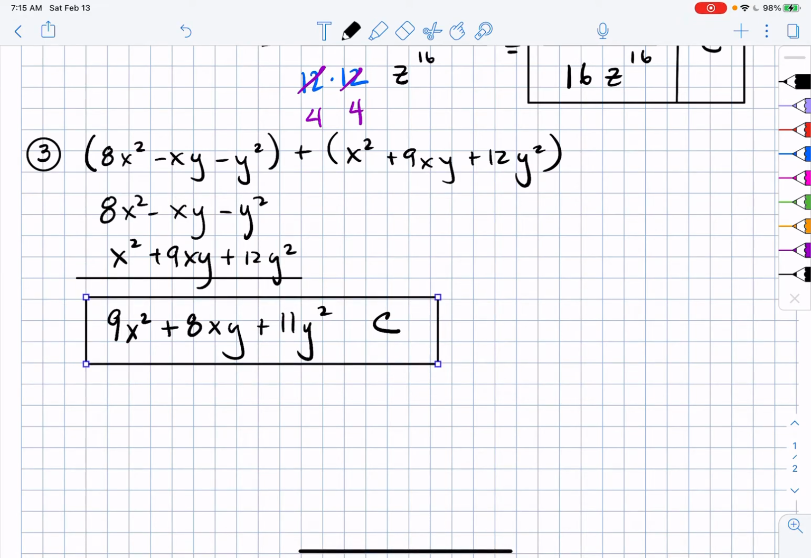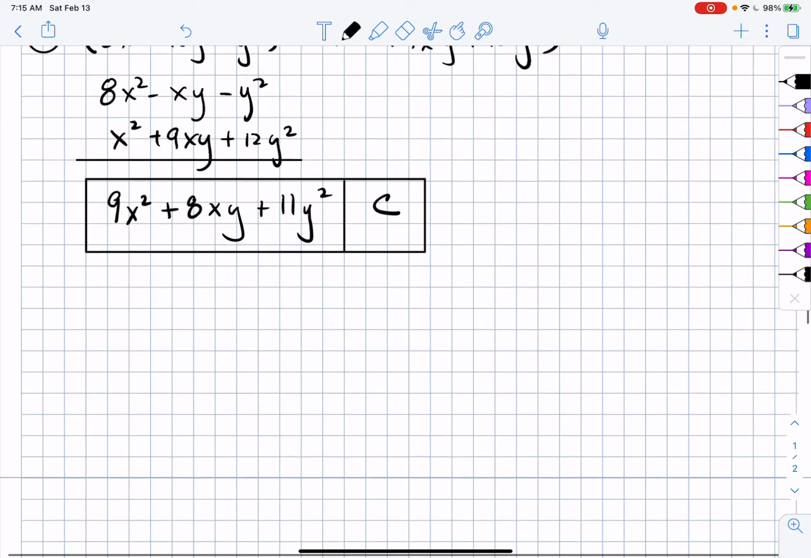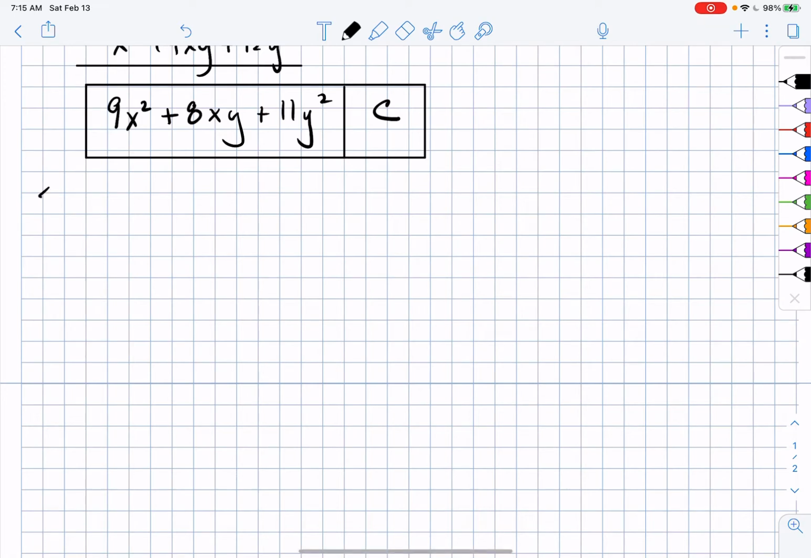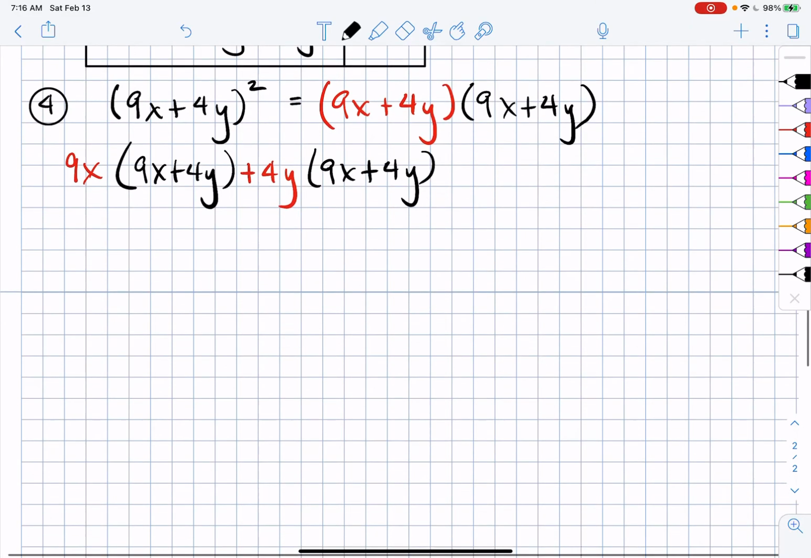Okay, here we go. Let's see, number 4. All right, so number 4 asks you to find this: 9x plus 4y quantity squared. Well, what this means is it is going to be 9x plus 4y times 9x plus 4y. So that means I'm going to have a 9x times 9x plus 4y, and then plus 4y times the 9x plus 4y. So I'm double distributing.